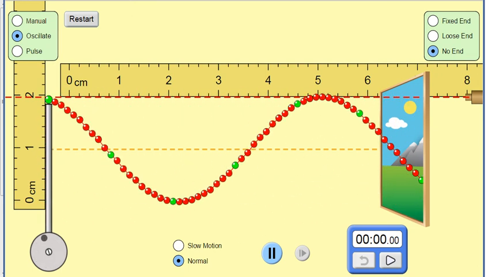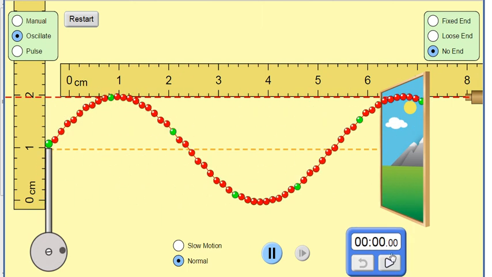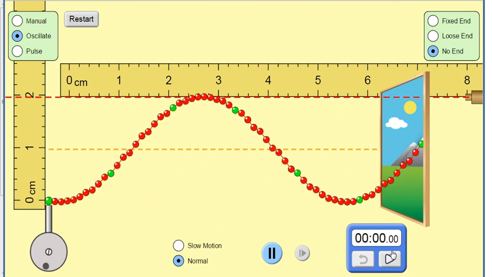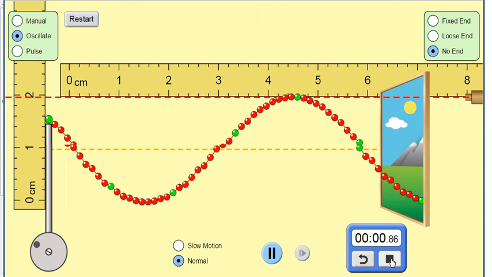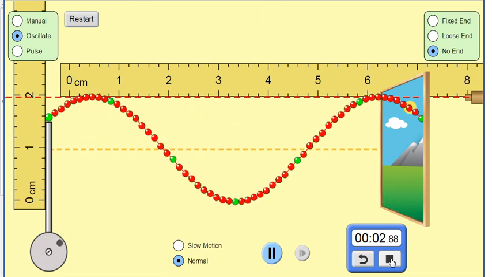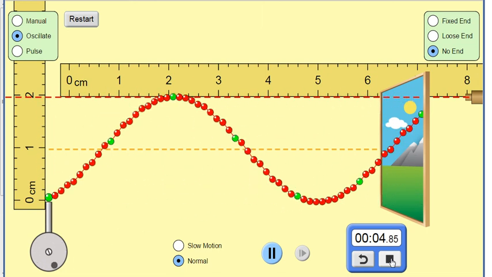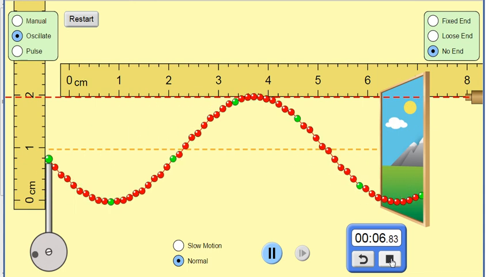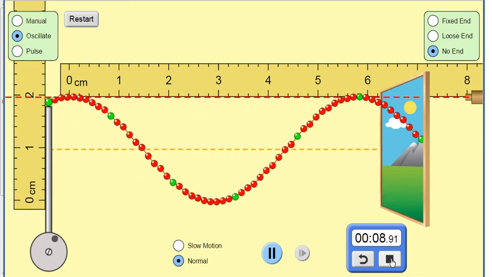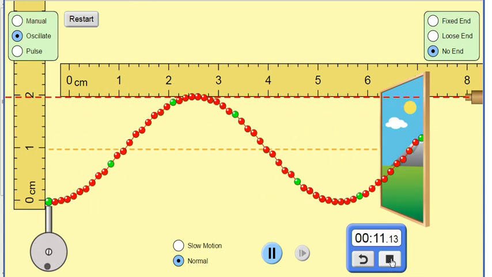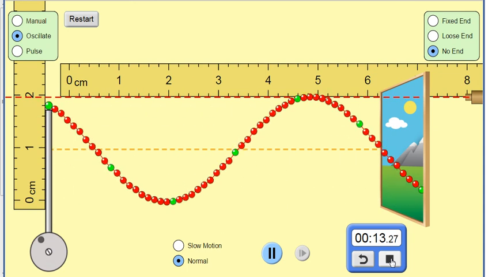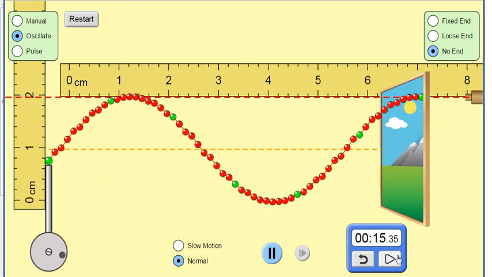So ready, steady, go. Oh, I missed the button. Can you believe it? Go. 1, 2, 3, 4, 5, 6, 7, 8, 9, 10.